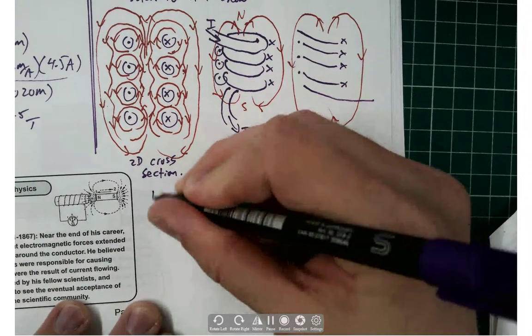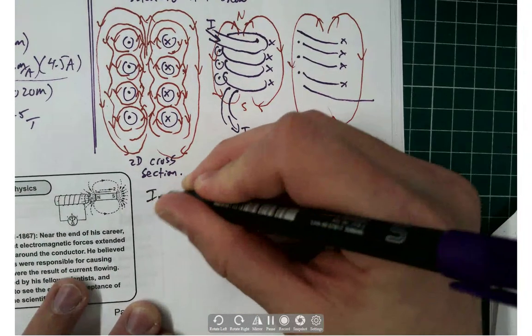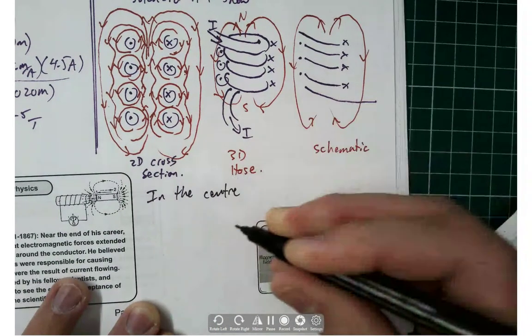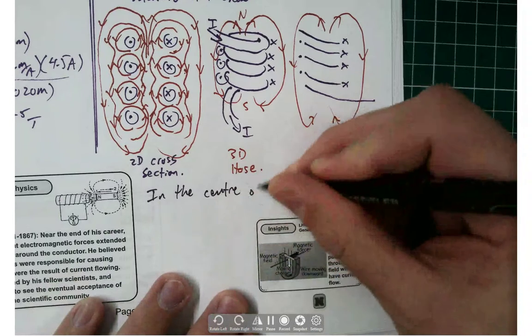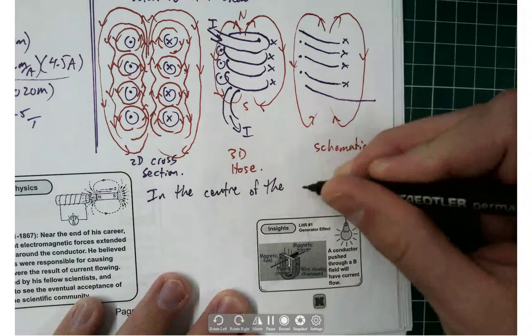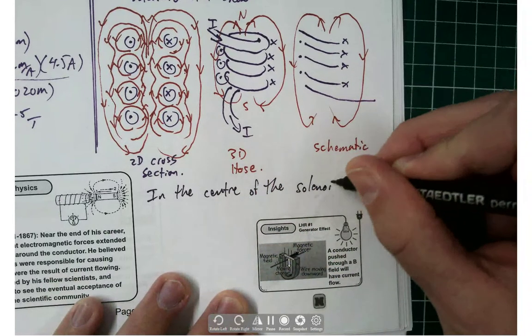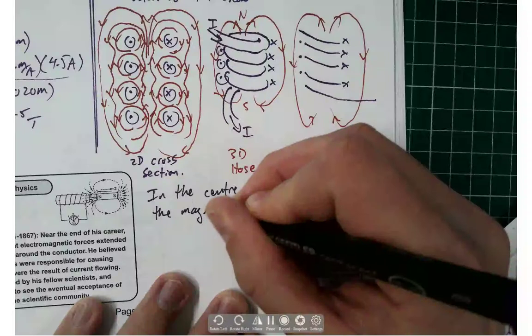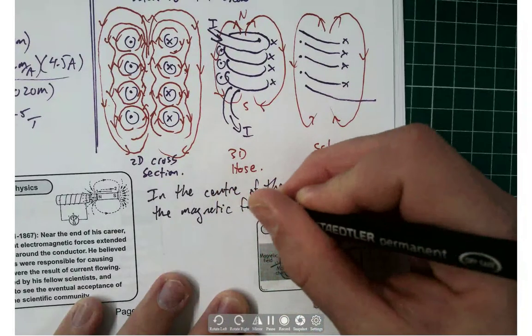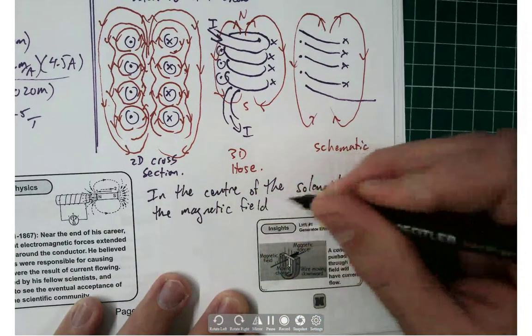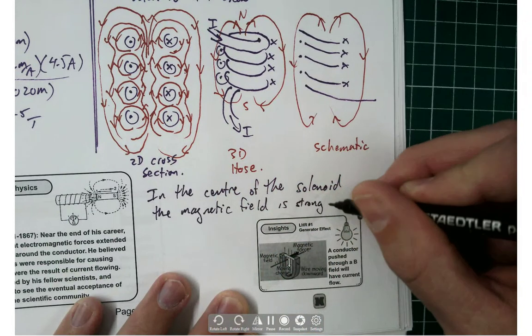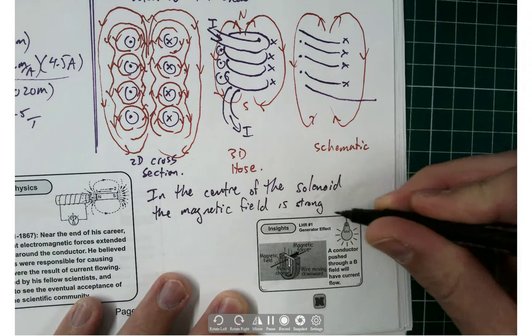Before I move on, maybe I should draw attention to this. I presented this equation once before, but in the center of the solenoid, the magnetic field is strongest. Well, that makes sense. Look at the field lines. They're closest together on the one, at least on the top left there.